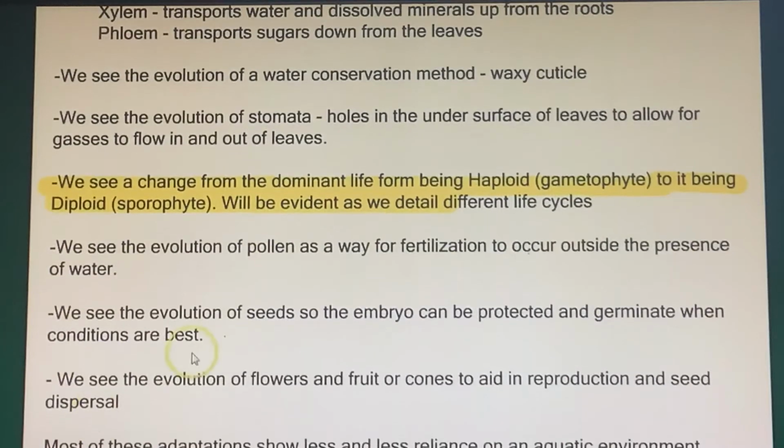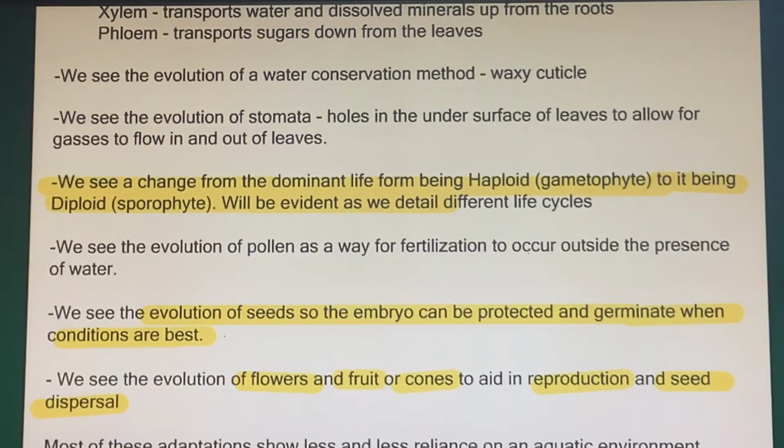And like I said, we'll see the evolution of pollen. And another one of the trends we're going to see is the evolution of seeds. We think, well, yeah, all plants have seeds. Well, not true. We're going to see that we have plants that lack seeds, and then we're going to gain seeds as we move through our comparison of different plants. We're going to see the evolution of flowers and cones and fruit, all of which either aid in reproduction or in seed dispersal. Now, most of these adaptations are related to this movement from water onto land and a lessening reliance on an aquatic environment, but some of them don't.